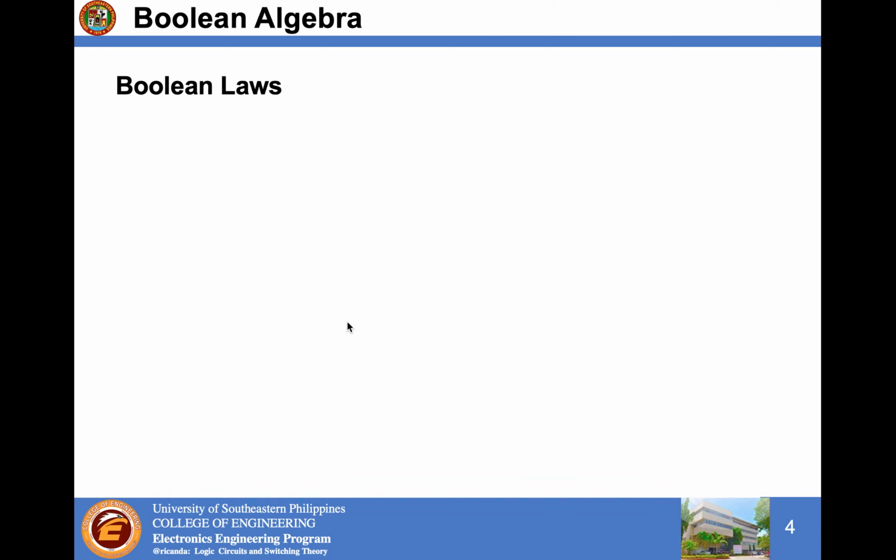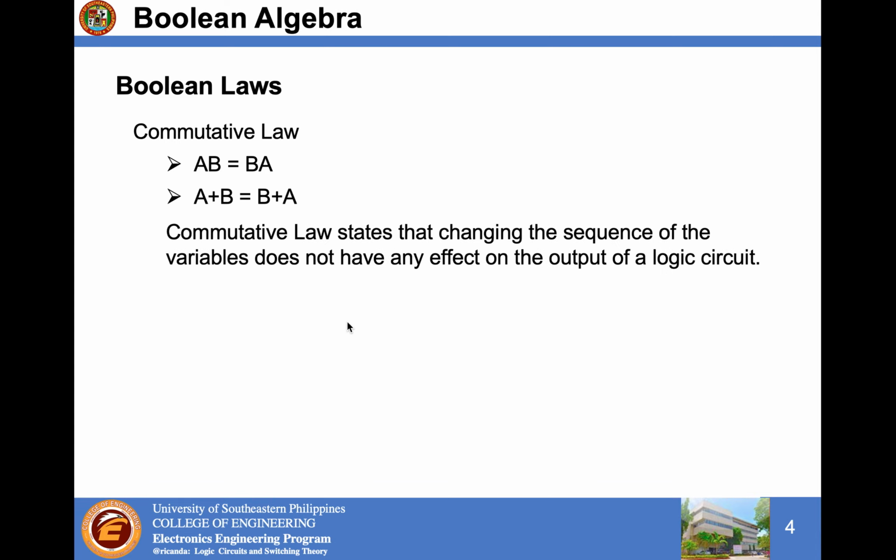So these are your Boolean laws. First, we have the commutative law. If we have AB, that is the same as BA. Or if we have A or B, that is the same as B or A. So the commutative law states that changing the sequence of the variables does not have any effect on the output of a logic circuit.